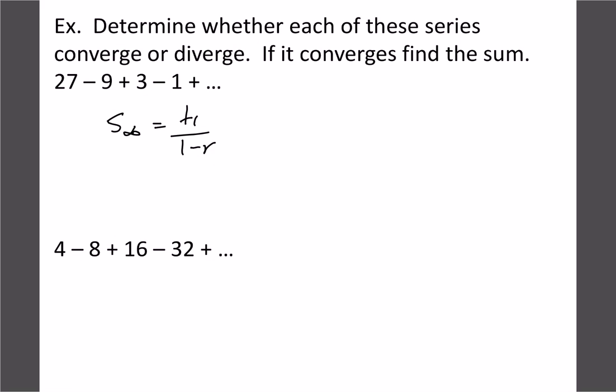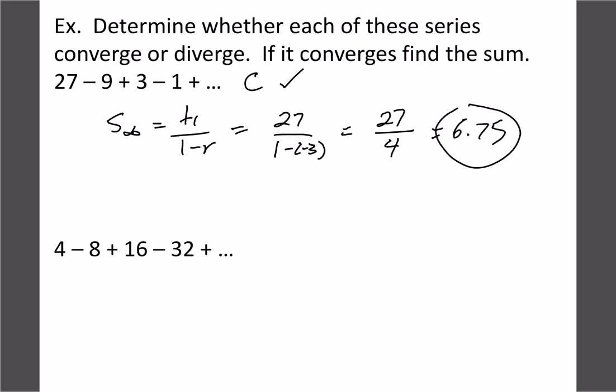So first thing, we're getting smaller and smaller and smaller, so that's convergent, so that's good. We can use our formula. Just put in term 1 is 27, and 1 minus R, where our R is we're dividing by negative 3. So our final answer in this case should be 27 divided by 4, which gives us 6.75.